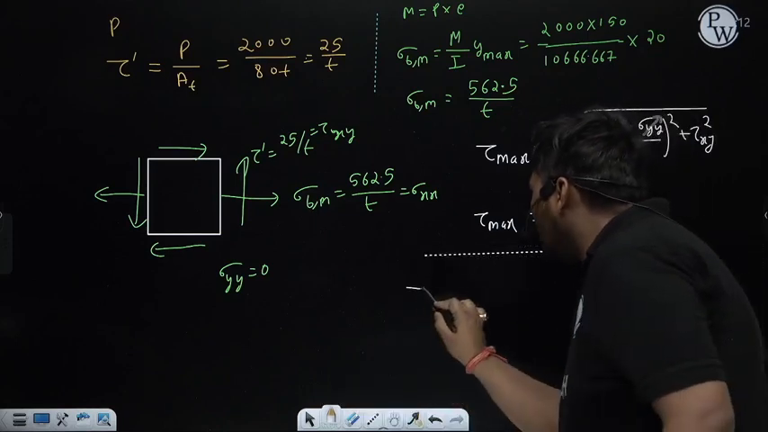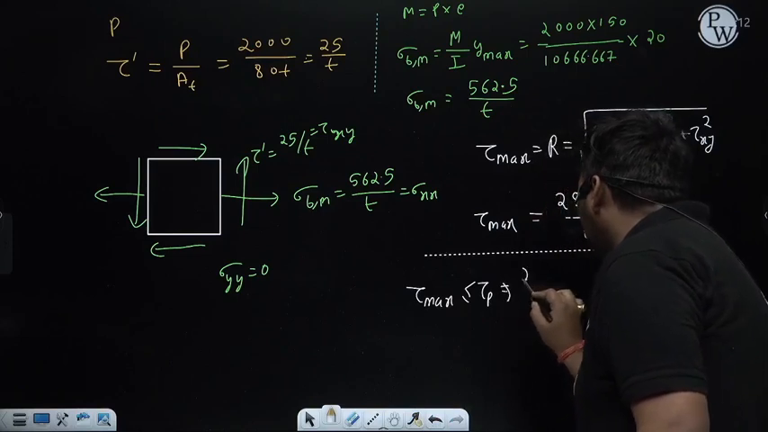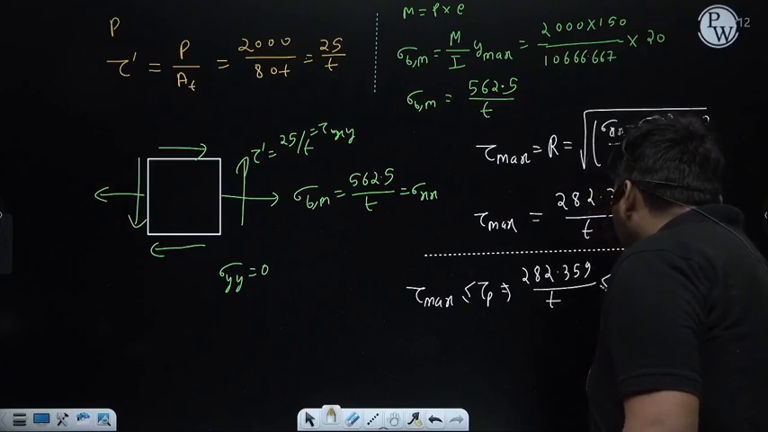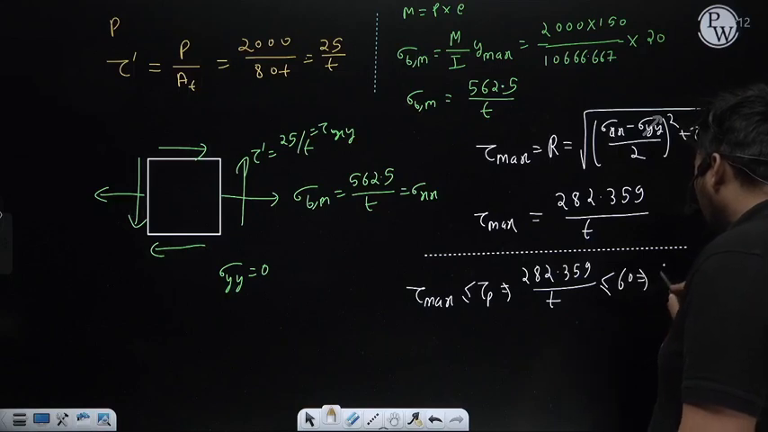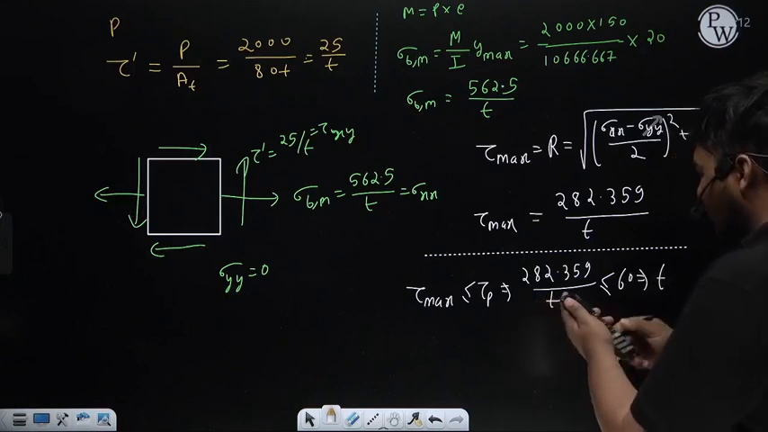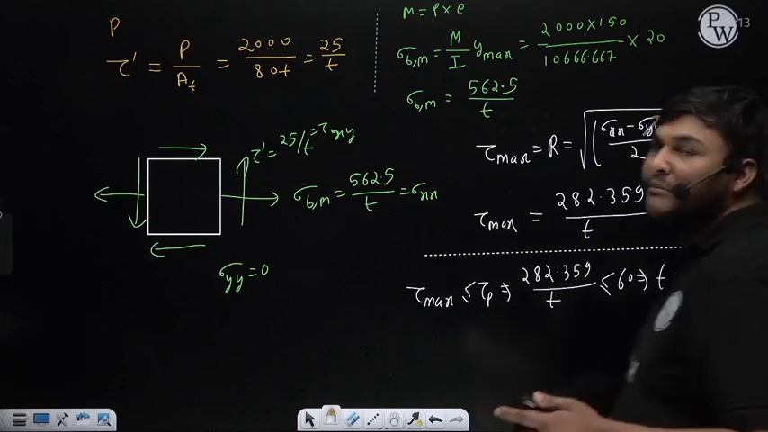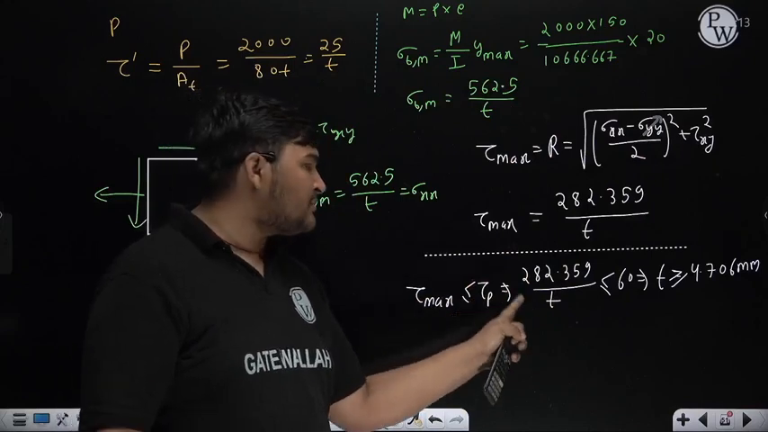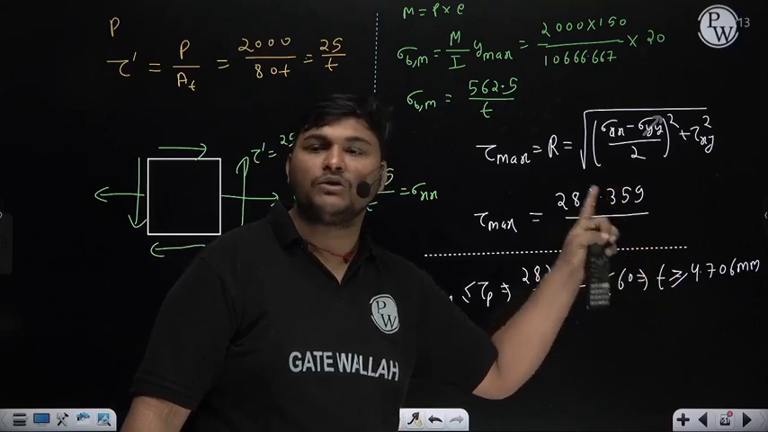Now this overall maximum shear stress must be less than or equal to the permissible shear stress of the weld material. Overall maximum shear stress is 282.359 divided by T, and it must be less than or equal to the permissible shear stress, which is 60. So we will get the limiting value of throat, and throat is coming 4.706 mm. It is the limiting value of throat, which means actual throat should either be equal to this or more than this, because to be on the safer side, actual stress should be less, and actual stress will be less when throat is more, because it is on the denominator. So whatever limiting value is coming, actual throat should either be equal to this or more than this.